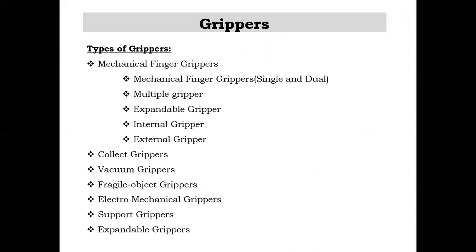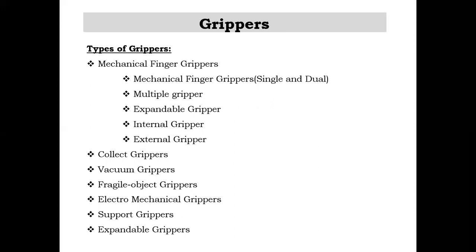So first we will see the grippers. Types of grippers: mechanical finger grippers with single and dual, multiple gripper, expandable gripper, internal gripper and external gripper, collet gripper, vacuum gripper, fragile object grippers, electromechanical grippers, support grippers, then expandable grippers. These are the common types of gripper.